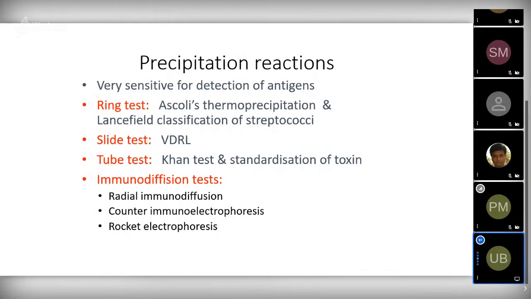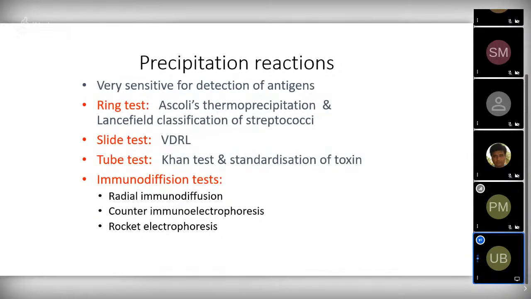And for the tube test, you have Kahn's test, which is also a test done for syphilis and for standardization of toxins. These toxins are mainly used in the field of vaccines. Then you have immunodiffusion. Immunodiffusion means there are two phases, one a phase in the air and the other in a gel. This gel is a semi-solid agar-like substance, where it has spaces in between, which allow the antigen or the antibody to freely pass through. This property of the gel is used for the immunodiffusion test.